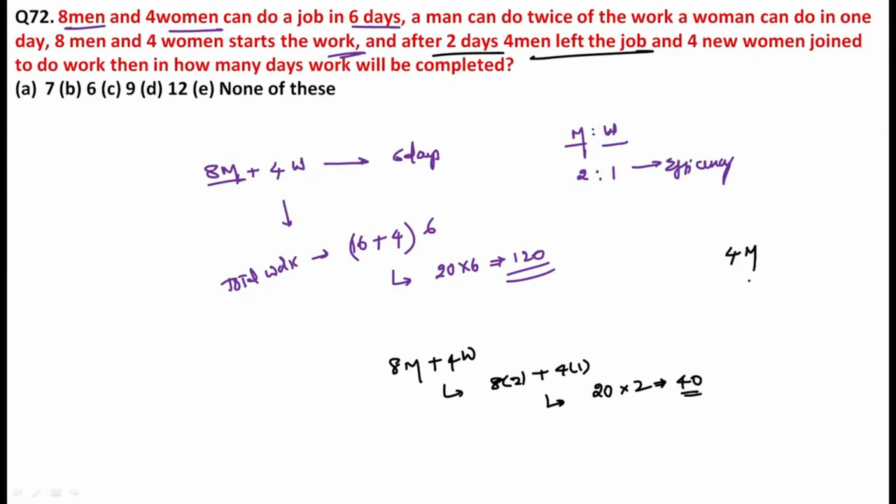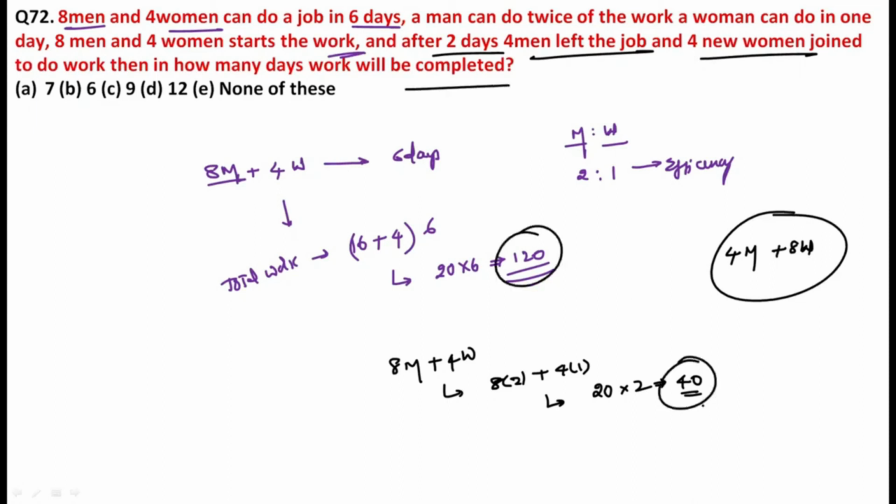We are left with only 4 men now. And 4 new women joined the work. 4 new women means the total number of women is 8. Now, how many days will the work take to complete, guys? Out of 120, 40 units are already done by the previous group.